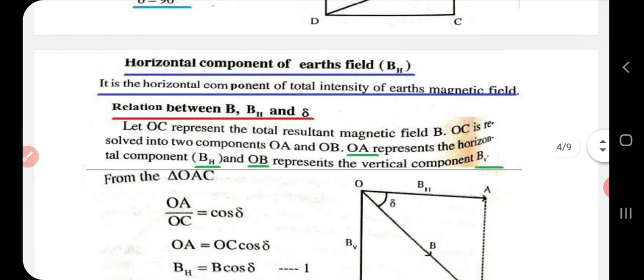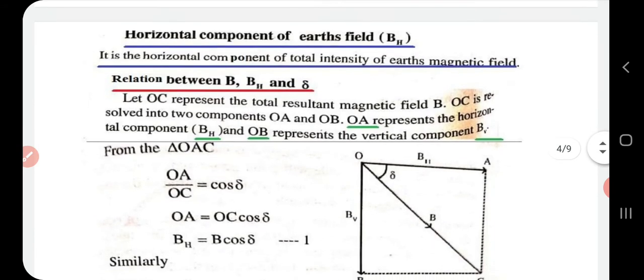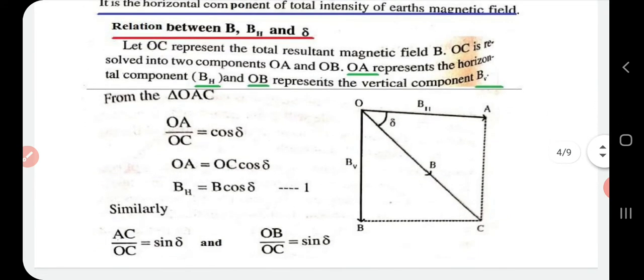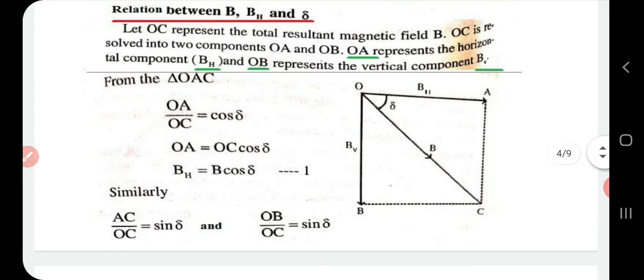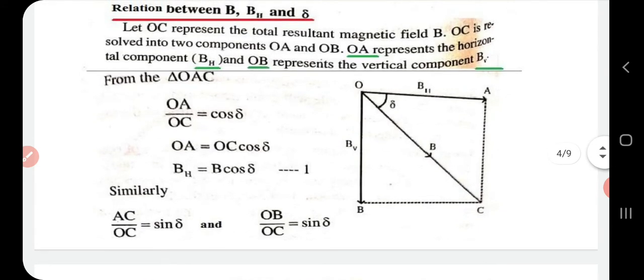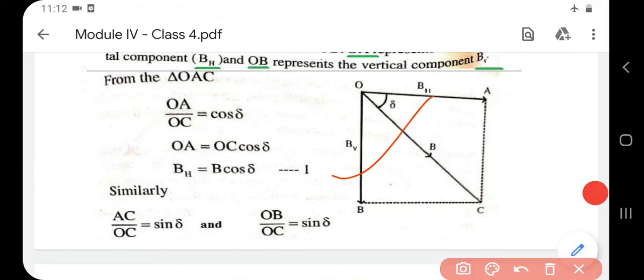Okay. Now the last magnetic element is the horizontal component of Earth's field, BH. As the name indicates, it is nothing but the horizontal component of the total intensity of Earth's magnetic field. Now you are going to derive the relationship between B, BH and delta. So consider the figure. This is a derivation. Here OC represents the resultant magnetic field B, and this OC is resolved into two components, the horizontal component OA represented as BH and the vertical component OB represented as BV. Okay, this is the figure.